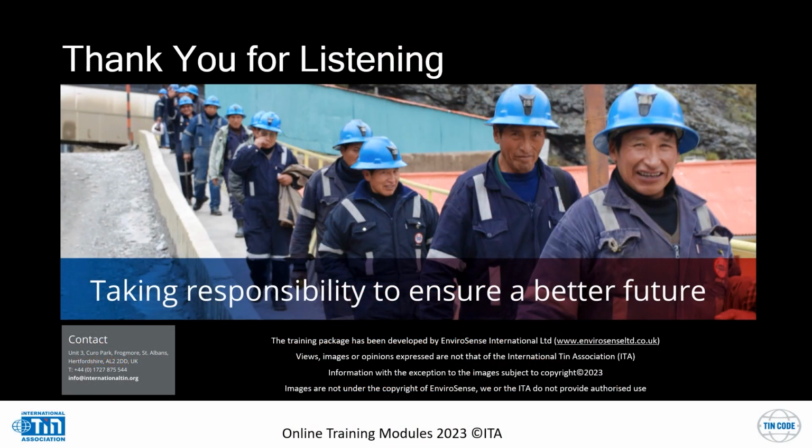Well, that concludes Module 7, End in Mind, the end game, which is the smelter's due diligence report that needs to be publicly available and what it must include. For further information, you can look at the ITA checklist and, of course, run through these slides again to ensure that you're familiar with what's required in the smelter's due diligence report.